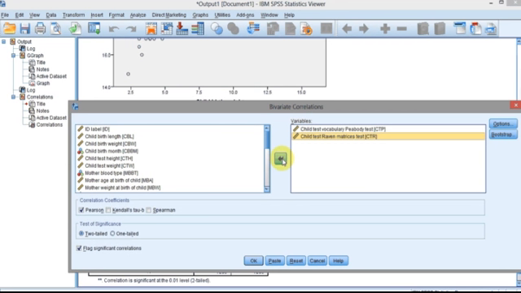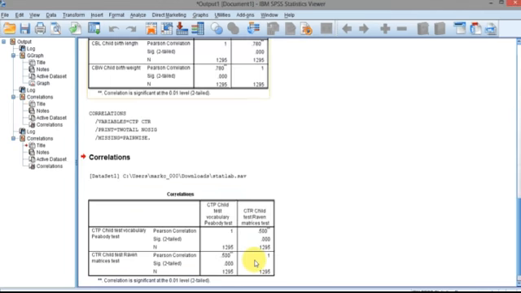So let's just have a look at those, and you can see again we've got quite a strong statistically significant relationship, 0.5. So the better you score on the vocabulary test, the better you score on the IQ test. So that's interesting as well.